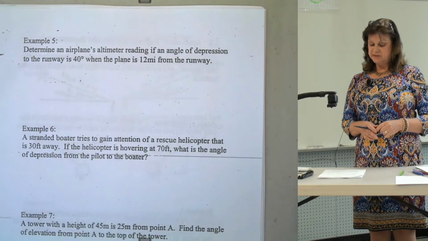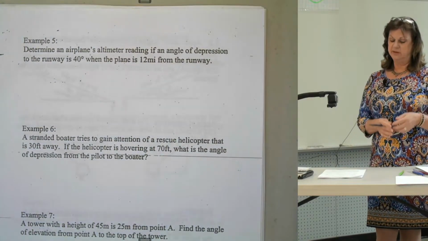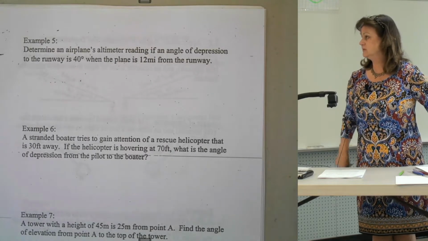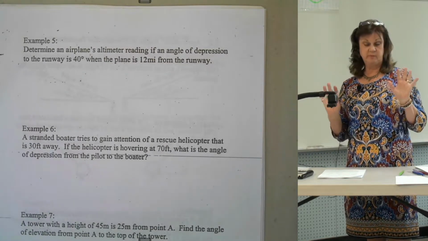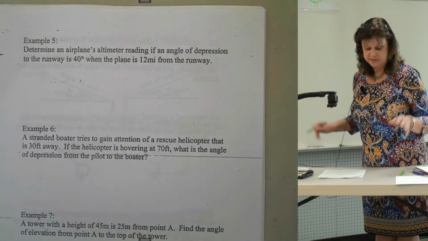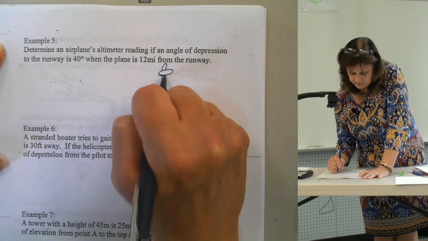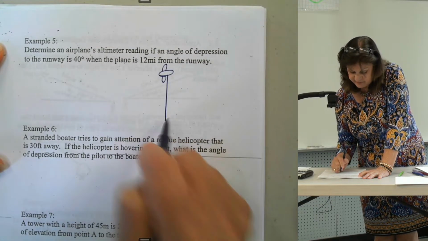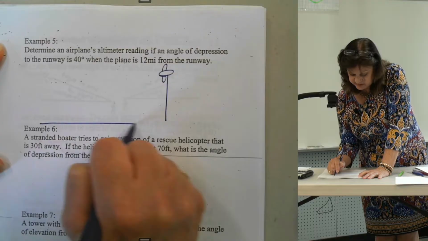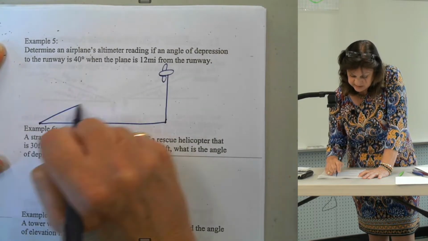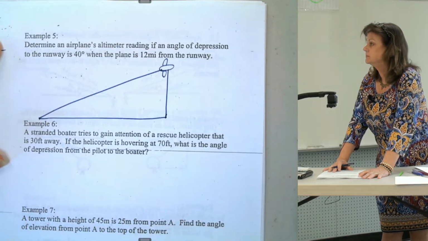Determine an airplane's altimeter reading, the height of the airplane, if an angle of depression to the runway is 40 degrees when the plane is 12 miles from the runway. So the first thing you have to do is draw your right triangle. I've got an airplane. He has some height from the ground. There is a runway here that he's going to be landing. And of course, he's looking down to the runway.